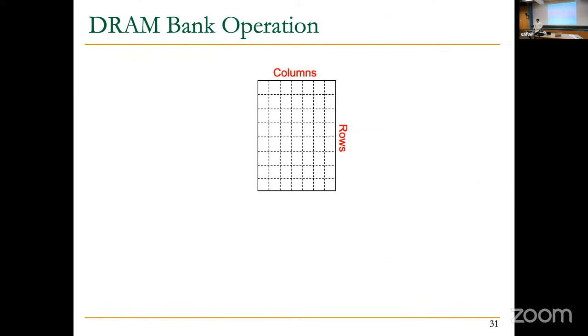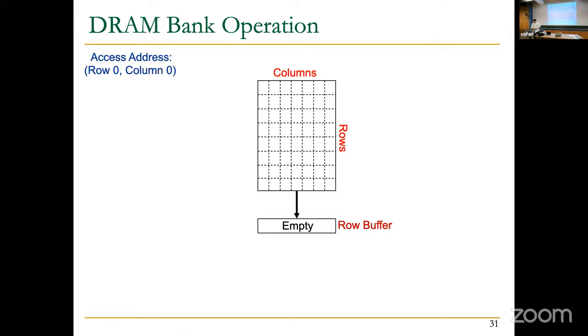Okay. So this is a high-level overview of a DRAM bank operation. I'll try to describe the difference between FCFS and FR-FCFS here. So we have multiple columns and rows, and we have the row buffer, which is essentially a cache for a row, right? So if you remember, we will fetch a row to this row buffer and we will serve the read and write requests from the row buffer.